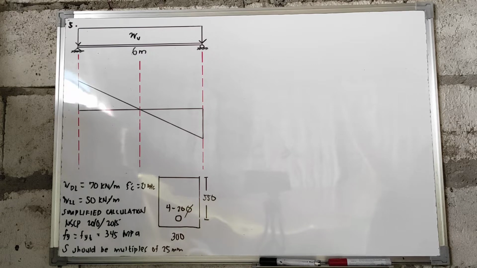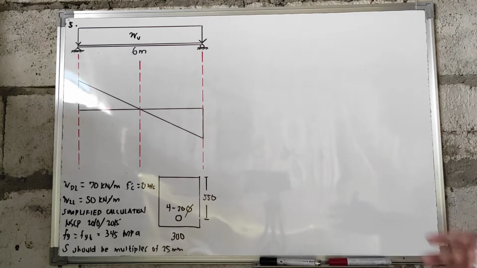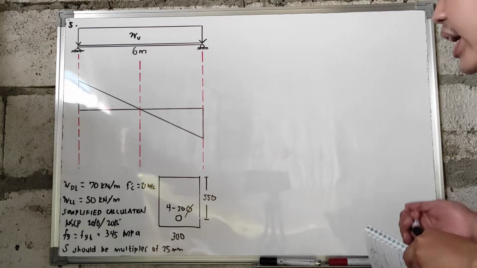So, para mahanap natin yung spacing, di ba, yung formula natin, kunin natin yung Vu, tapos Vc, Vs, spacing, tapos compare sa Smax. So, para makuha natin yung Vu, kailangan muna nating malaman yung value ng uniformly distributed load na nakapatong dun sa beam natin. Sir, paano po natin kukunin yan?